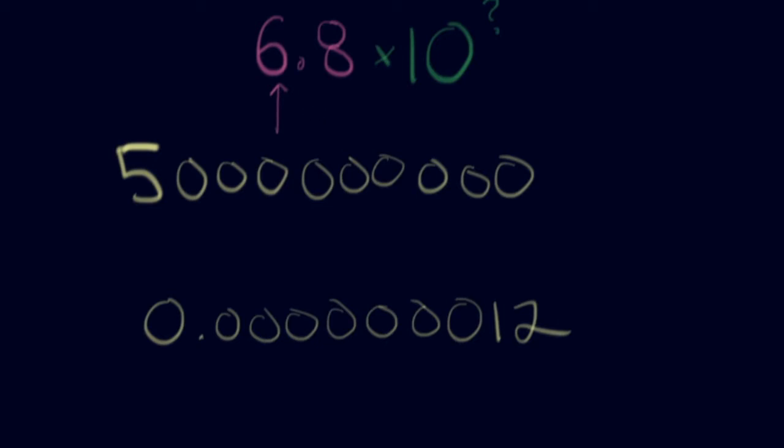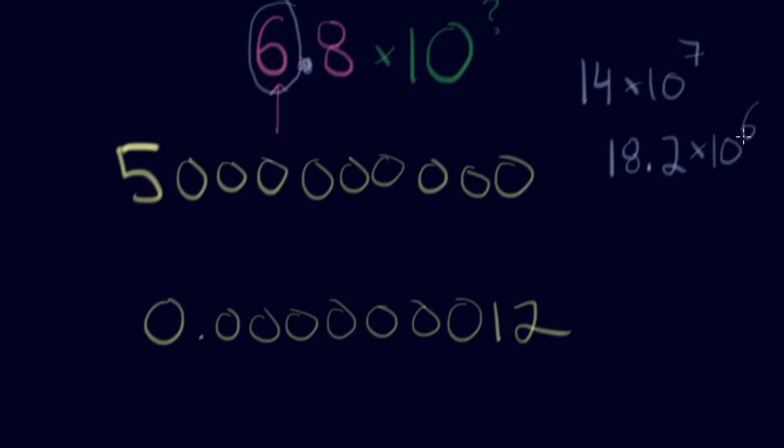The big thing that I always say to kids is when you're doing scientific notation, there are two things. Number one, it always has to be times 10 to the something. The second thing is that you can only have one digit, and then the decimal. You can't have two digits. So you couldn't have things like 14 times 10 to the 7th because it's two digits here. You couldn't have 18.2 times 10 to the 6th, because there's two digits here. You have to have things like 7.1 times 10 to the negative 4.